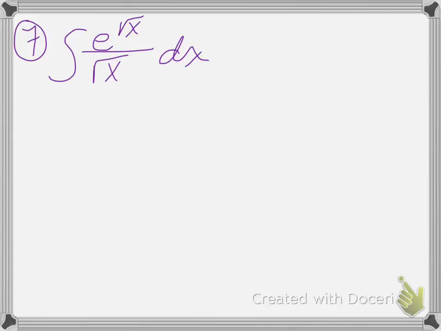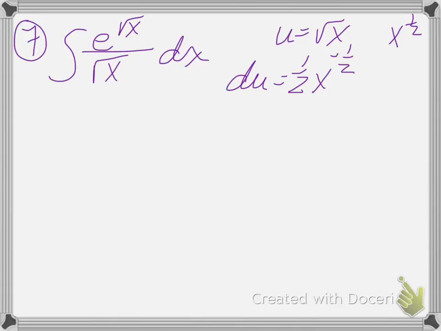Okay, for number 7, the answer was A, and this is u substitution. So you're going to let u equal radical x. Don't forget that that's the same thing as x to the 1/2. So that means that du is going to be 1/2 x to the negative 1/2 dx. And if we write that a little neater, we're going to get this.